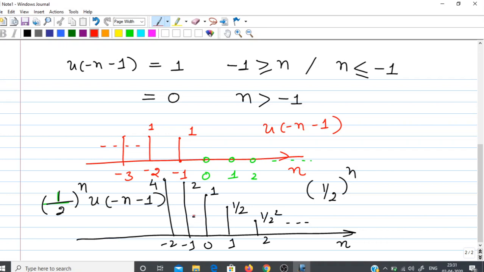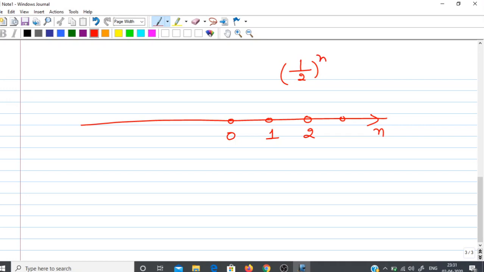So if we draw this sequence, how will it look? The sequence would be like this. For 0 onwards, it is 0. So at 0, it is 0. At 1, it is 0. At 2, it is 0, and so on. I am drawing half to the power n u of minus n minus 1.